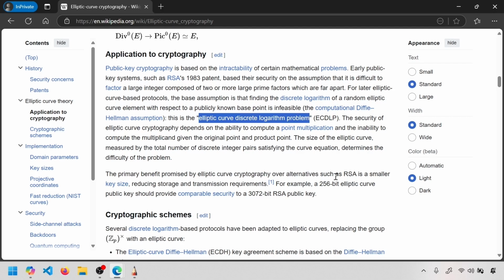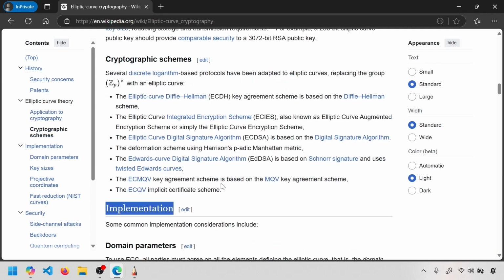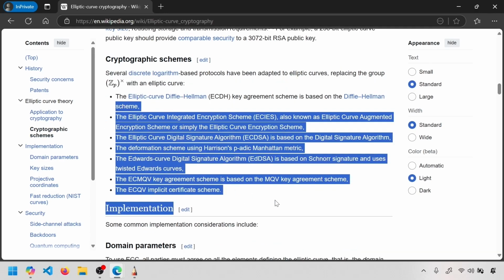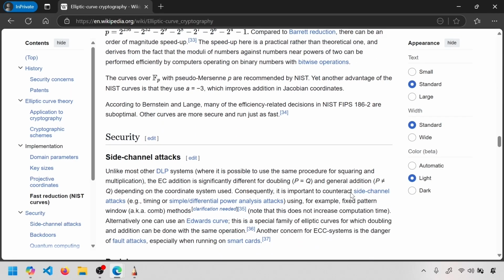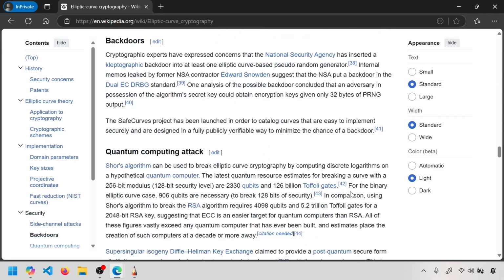Elliptic curve discrete logarithm problem, which is similar to the factorization problem we discussed in the beginning, but it's not that trivial. So these are the different algorithms which are optimized using elliptic curve. Almost all have elliptic curve in front. Diffie-Hellman, the digital signature algorithm. So we have seen the digital signature algorithm, which is optimized with elliptic curve to reduce the key size. So you will see ECDH and ECDSA pretty often, which are used in SSL these days. And these are some of the attacks on this particular technique.